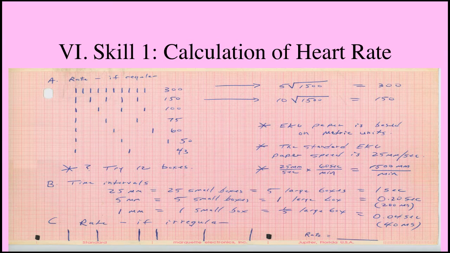Another example not shown here: if you had, say, 9 heartbeats, as counted by counting R waves within a 6-second period, then the rate would be 90. If you had 15 heartbeats, the rate would be 150. So that's another way to get the rate.